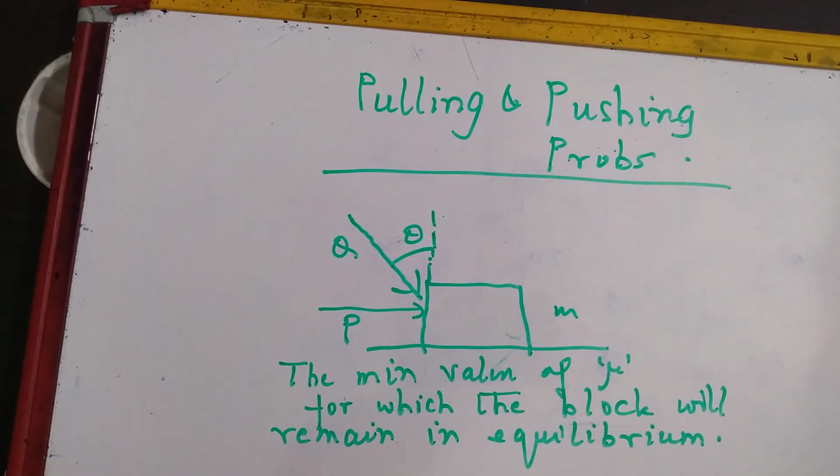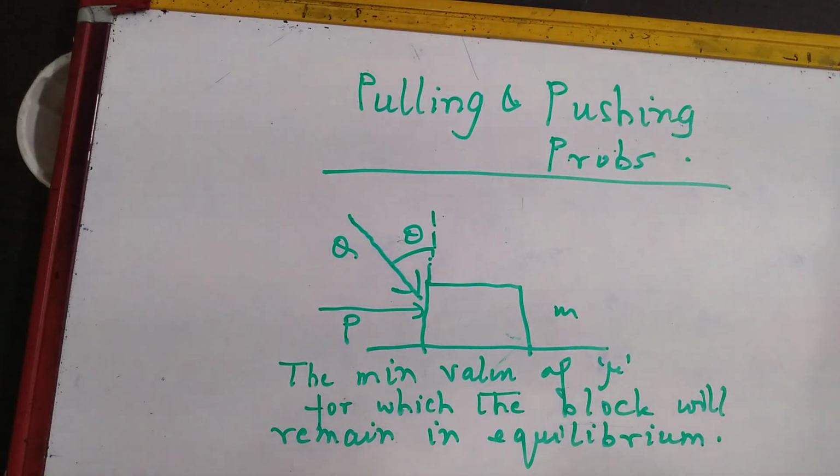There is a force P which is horizontal. A block of mass m rests on a rough surface, and there is a force Q in addition to force P, which is at an angle of theta with the vertical. The question asked is, what is the minimum value of mu for which the block will remain in equilibrium?